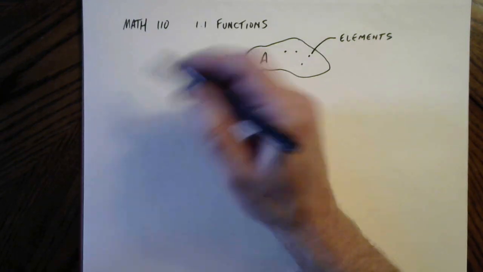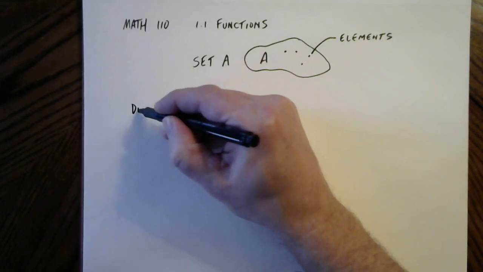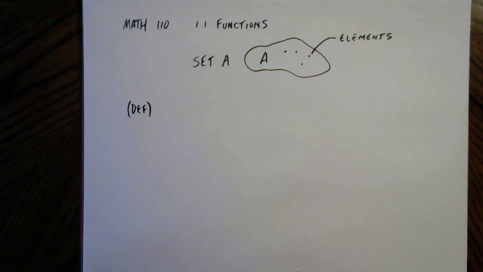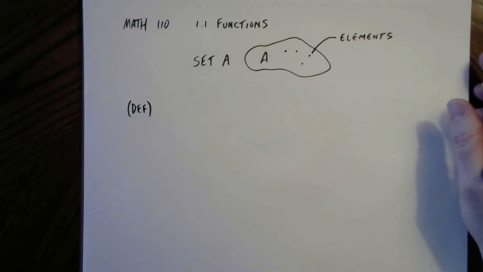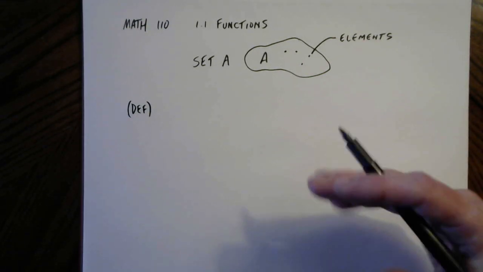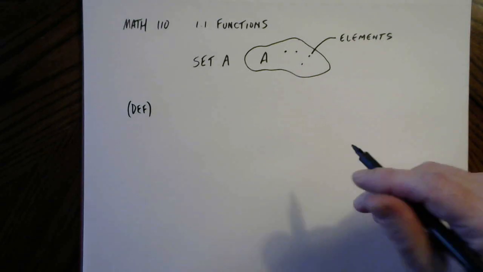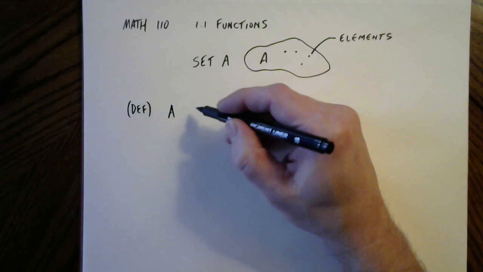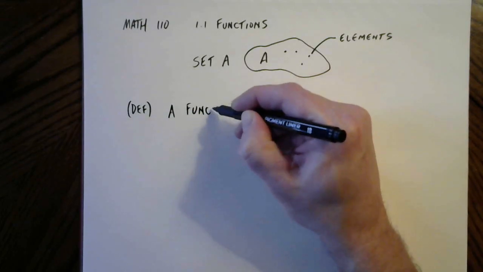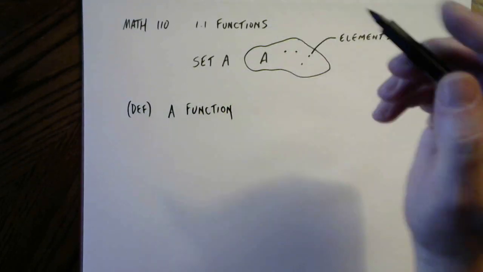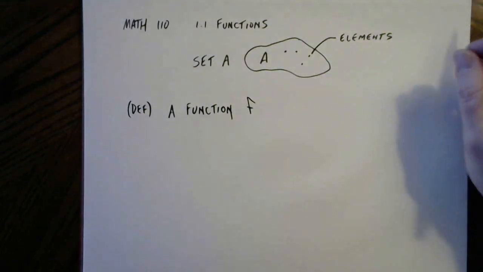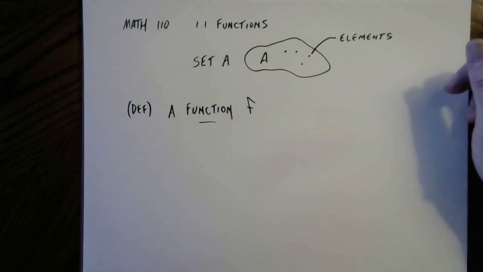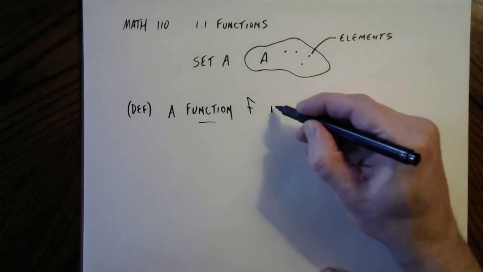So I use a lot of abbreviations. So when you see this is DEF, this is definition. And it's kind of a lengthy definition. It actually defines multiple terms in one. So we're going to go through it very deliberately. So a function. And for this definition, I'm going to call it F. It doesn't have to be F. You could call it whatever you want. A function F is a rule.